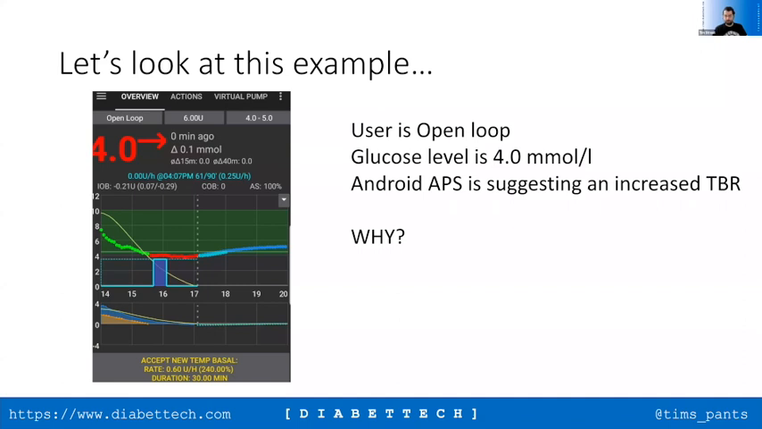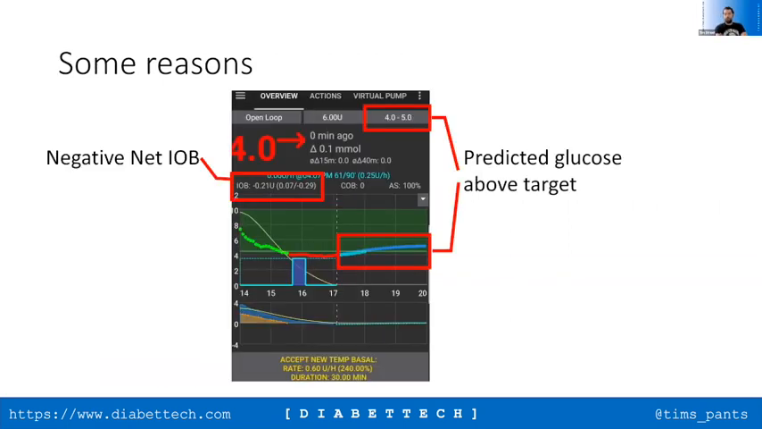Is it because you've got negative insulin on board? So we have an answer, negative insulin on board potentially. Do we have any other answers? The blue prediction line is ending up above target. We've got the blue prediction line ending up above target. Anything else? So the most important thing is that the predicted glucose level is going to be above target.